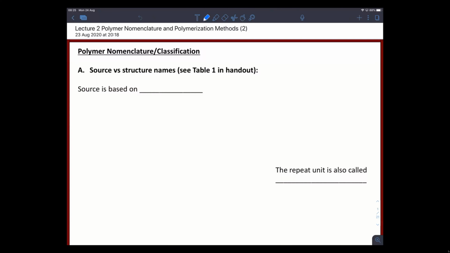So we're going to talk about some of the naming systems that we have here. Really simply, we can use source or structural naming systems. The source naming systems are based on the monomer name. So we can take something, for example, like styrene.